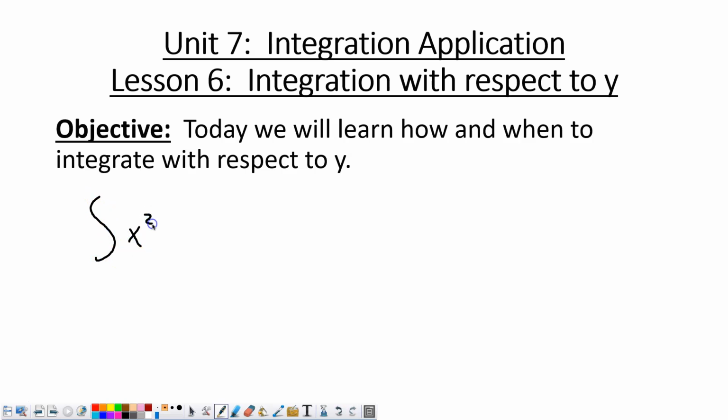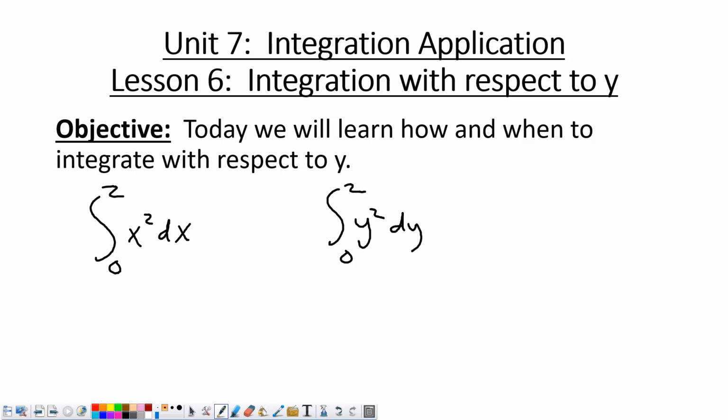This and this don't make any difference procedurally. The way you would calculate the answer is exactly the same. It's just the idea, the concept when you're thinking of graphs is different.